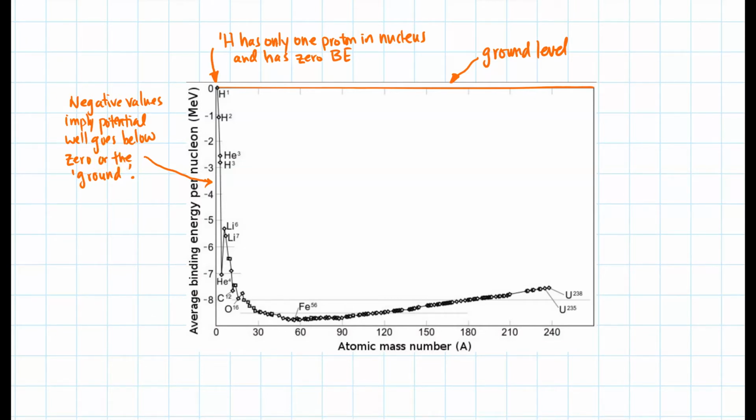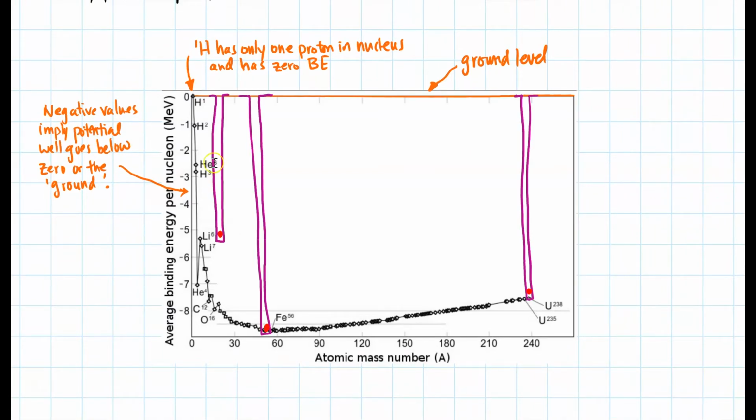So if it goes into the ground, I can draw potential wells for different nuclei. Let's do that. I've drawn 3 wells. There's lithium-6 right here, and you can see that the depth of the well goes down to here. Here's iron-56, which goes all the way down to here. And then there's uranium-238, which goes all the way down here. The depth of the well gives us information.